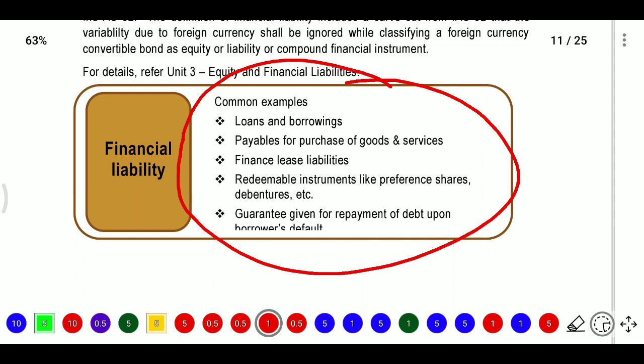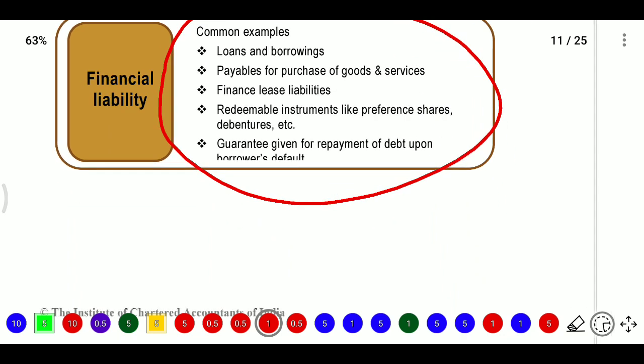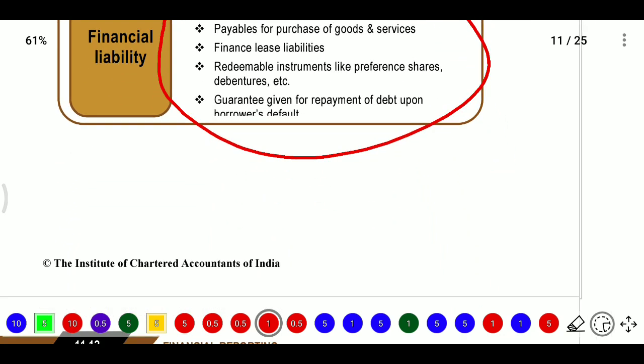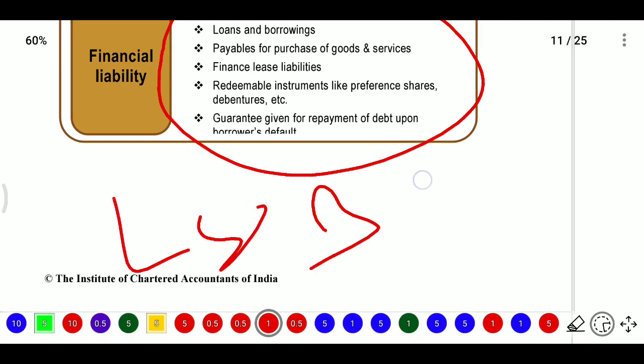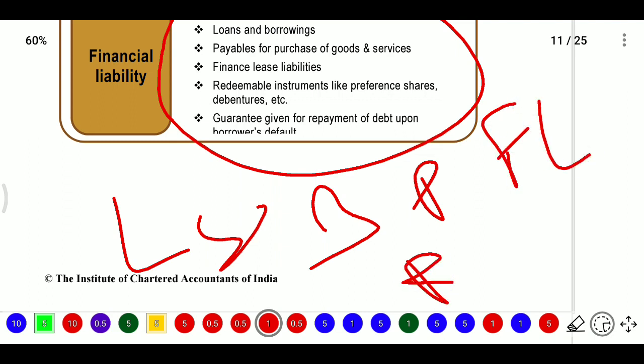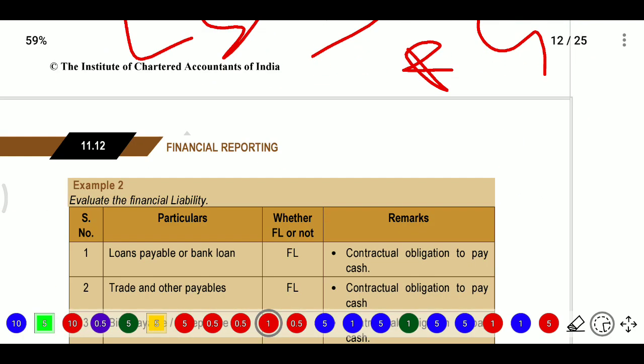And financial lease liability, that is Ind AS 116. If you have a lease that is payable, that is a financial lease liability, and it is also a financial liability. And redeemable instruments like preference shares, debentures, etc., are also financial liabilities. And guarantees given for repayment of debt upon borrower's default are also financial liabilities. So what are the financial liabilities? Loans and borrowings, payables, financial lease liabilities, redeemable preference shares or debentures, and guarantees given for repayment of debt upon borrower's default. All are known as financial liabilities.